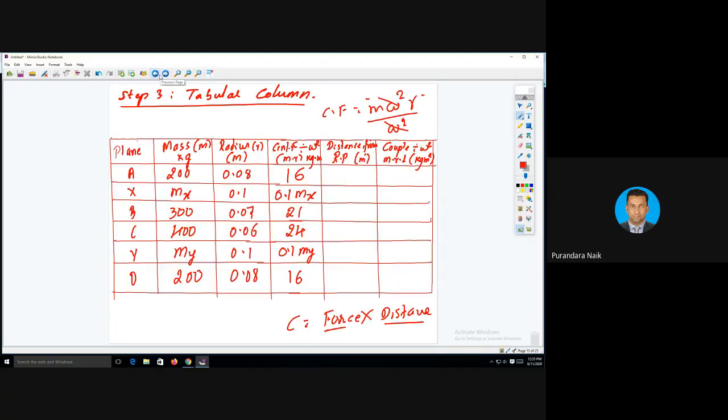So here we have six different planes A, X, B, C, Y, and D. Here we have two unknowns. You need to select a reference plane in such a way that one unknown should be zero. Which are the unknown forces? These are unknown forces, 0.1 into mx, 0.1 into my. These two are unknown masses. You need to select either x or y as a reference plane, because if you select x, then the couple is nothing but force into distance. The distance between x and x is zero. So automatically the couple will become zero.